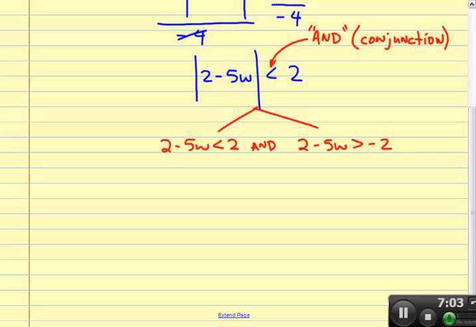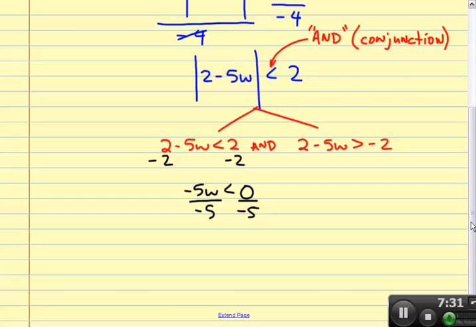First thing I'm going to do, subtract 2. Subtract 2, negative 5w is less than 0. And I don't know why it is, but some of you go, oh my gosh, there's no solution. Please don't do that. Keep going. I can divide 0 by a number. I can't divide a number by 0. You need to get that straight.